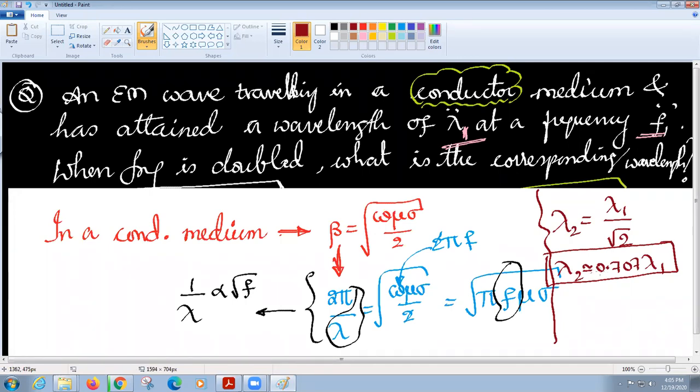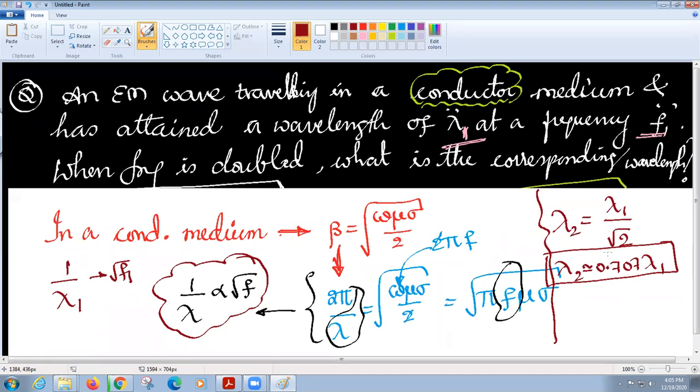Okay, so that's it. It's very simple. Just confirm with this. For 1 by lambda 1, you have square root of f1. So 1 by lambda 2 is what? Frequency is doubled here, so for 1 by lambda 2, you'll be having square root of 2f1. So that means lambda 2 is equal to lambda 1 by root 2. And that's it for today.